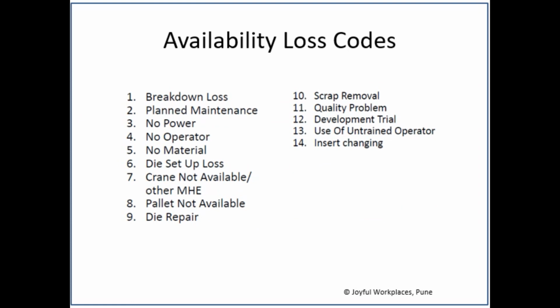These are the availability loss codes that I was talking about in previous slides. For example, breakdown loss, no operator, no material, die setup, crane not available, pallet not available, scrap removal, quality problem. If you try to understand, these reasons may or may not be similar on each and every shop floor. So these are what we observed over a period of time, and that can be generalized as the loss codes that we have identified. A company can add as well as delete some of the loss codes if they are not applicable to them.